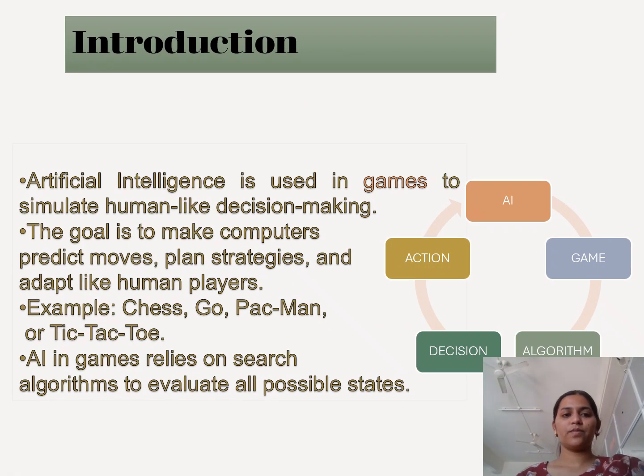The introduction. AI is used in games to simulate human-like decisions. The goal is to make computers predict moves, plan strategy, and adapt like a human player. For example, chess AI relies on search algorithms to evaluate all possible states. AI, game, algorithm, decision making. The cycle is continuously working.